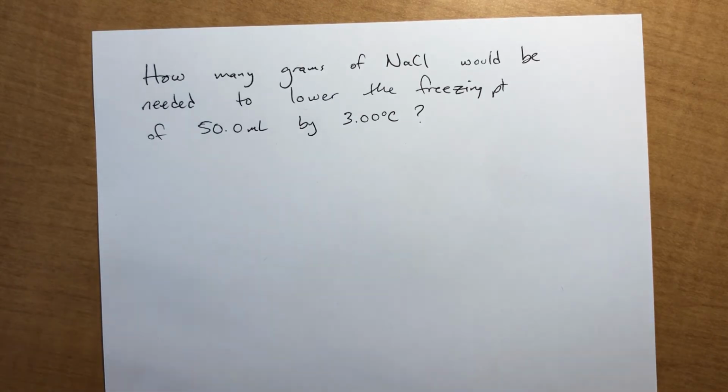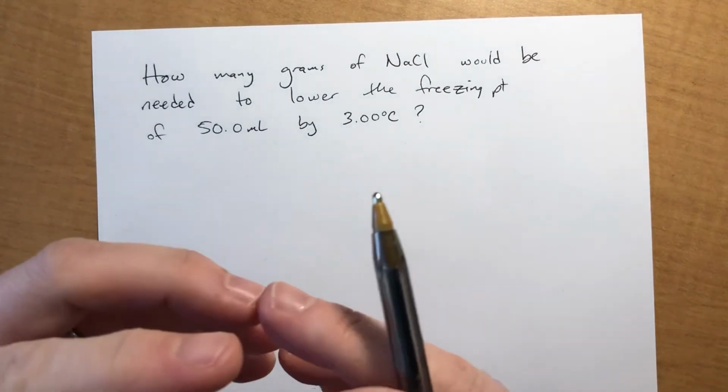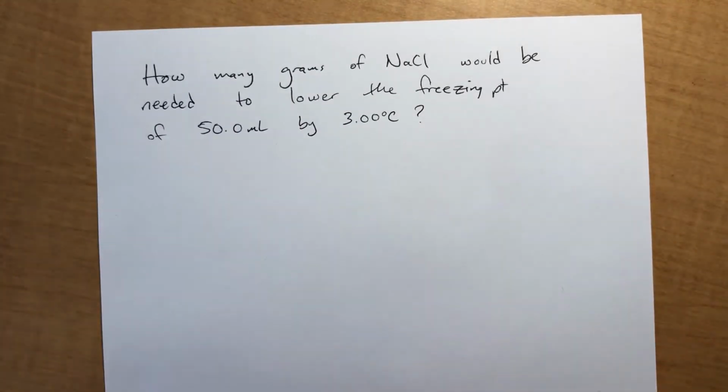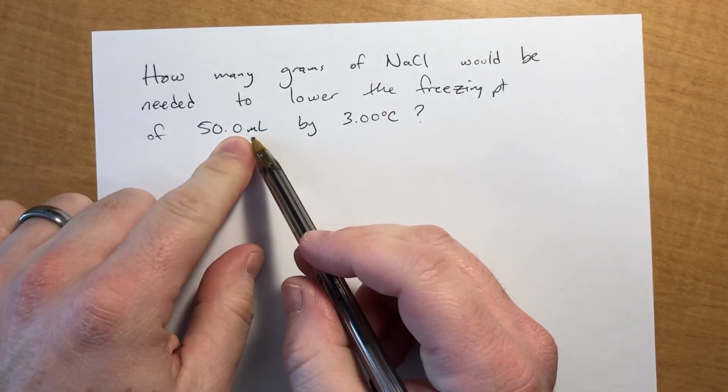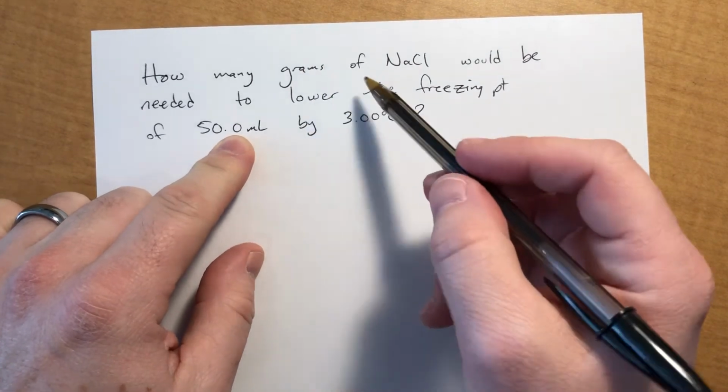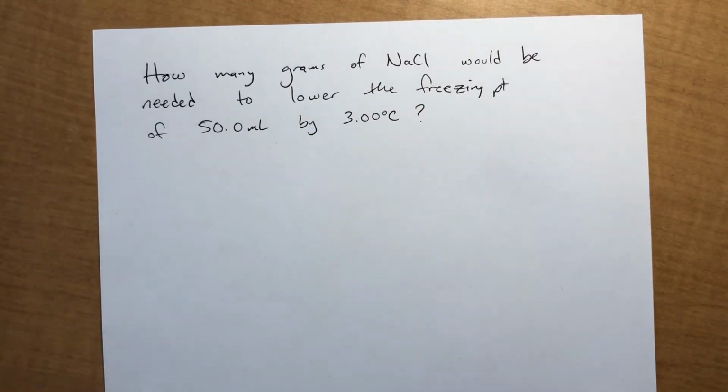So now we're trying for freezing, but before we had one of those percent weights and we converted it to molality. Okay, what we care about now is we have a certain amount of water and we want the temperature to drop by 3 degrees. How many grams of sodium chloride do we even throw in there?